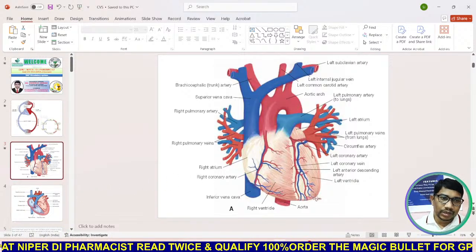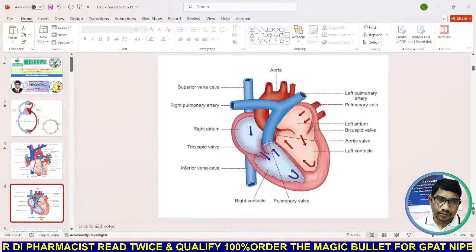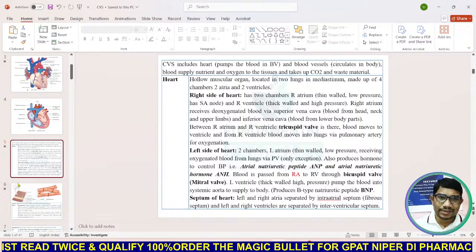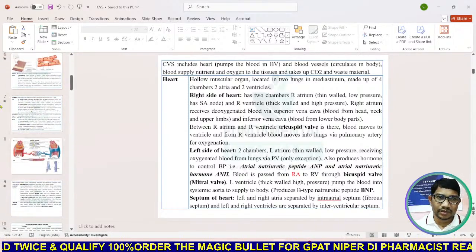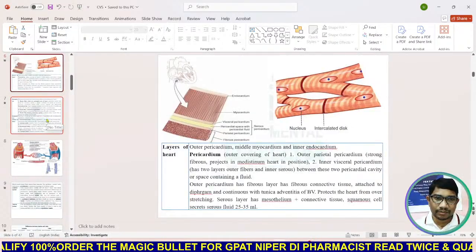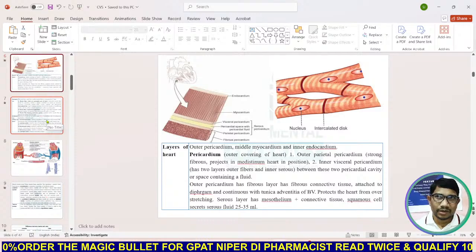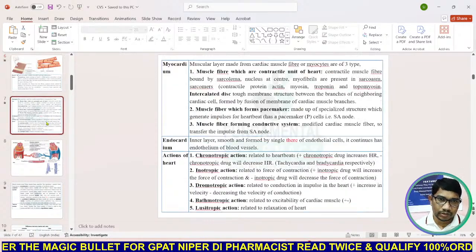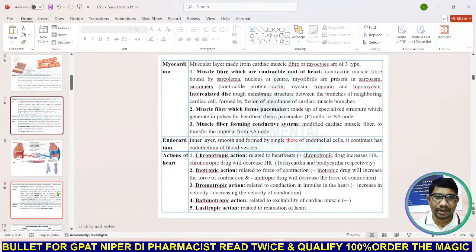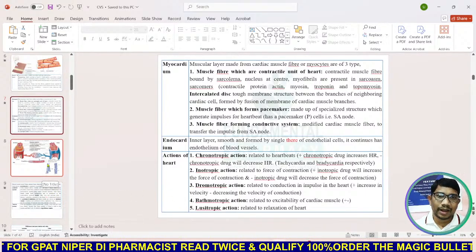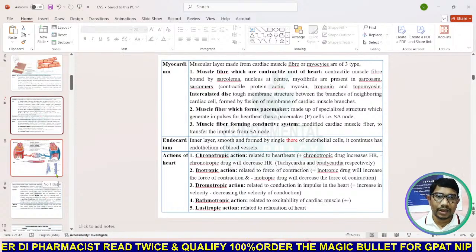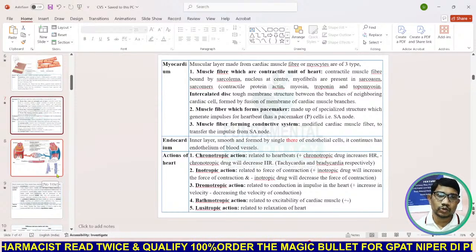Okay, so we have seen the structure of the heart, right side, left side, and the different layers of the heart: epicardium, myocardium and endocardium. We have seen the layers of the heart. We have seen the actions of the heart. What do you mean by chronotropic action? What do you mean by inotropic action? What do you mean by dromotropic action? What do you mean by bathmotropic action? What do you mean by lusitropic action?